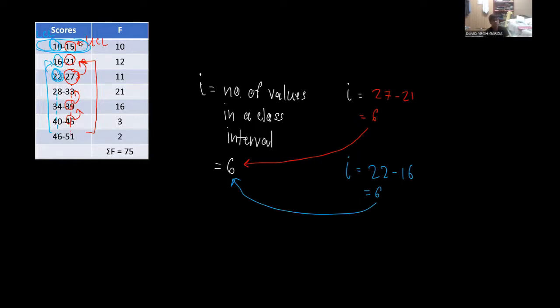The main reason why I don't include the first one is, let's just say I'm going to pick this as the lower class limit I use. Here's the problem: what number will I subtract from this one to get the value of 6? Like if this one is 46, I can subtract it with 40. How about the beginning 10? Where would I subtract it? So I'm not going to use the first one.